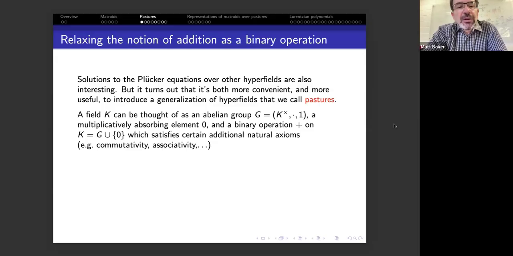All right, so what is a field? Well, a field is an abelian group under multiplication. Then you tack on some element that you call zero, which absorbs everything multiplicatively. And then you also have a binary operation plus, which satisfies some additional properties like commutativity, associativity, distributivity, etc.